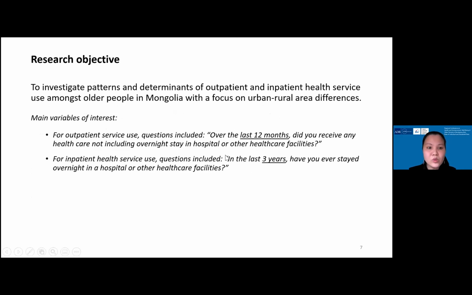So this study will look at the patterns and determinants of outpatient and inpatient health service use among older people in Mongolia, and we look at the urban and rural differences. The question we use in the questionnaire for outpatient is: over the last 12 months, did you receive health care, not including overnight stay in hospital and other healthcare facilities? And for inpatient health services, it's within the last 3 years.